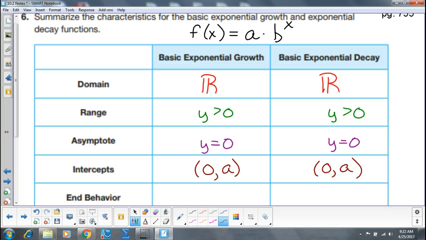So you don't have to plug in 0. I did plug in 0 for x, like you told me to. But it'll always be b to the 0 power, which is? One. So you can just take your a value, and that's going to be your y-intercept. Every time.